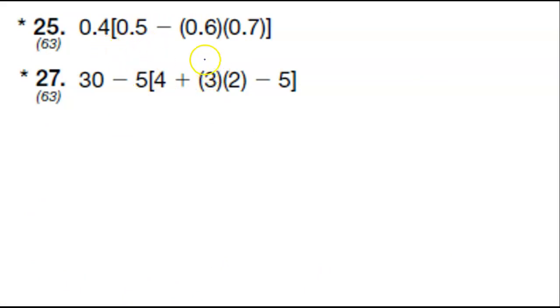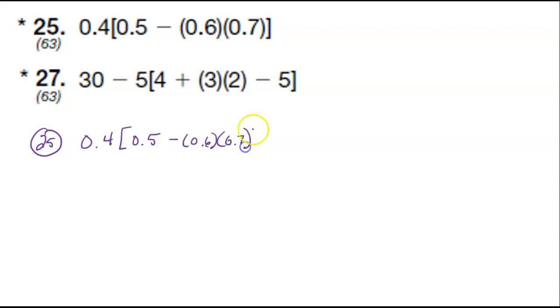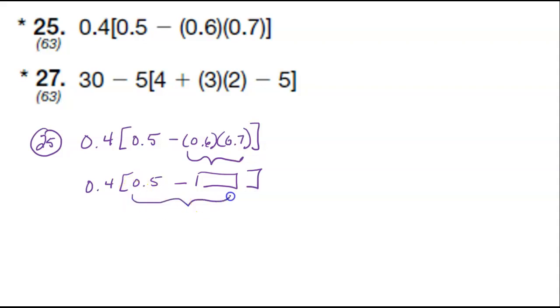Okay, 25 and 27. So I'm going to write 25 down here. 0.4. These are symbols of inclusion, and we have to start in the middle, as far into the middle as we can get. So we're going to start here. You've got 0.4 times 0.5 minus what you get here. Then you're going to do this next, whatever you get there. You're going to multiply by 0.4 to get your answer.